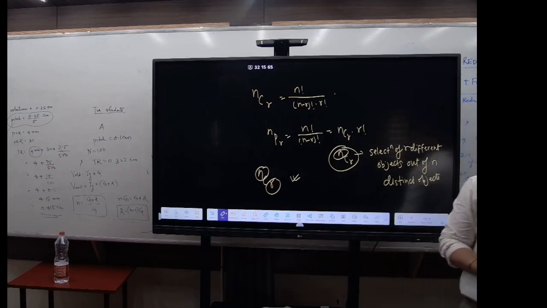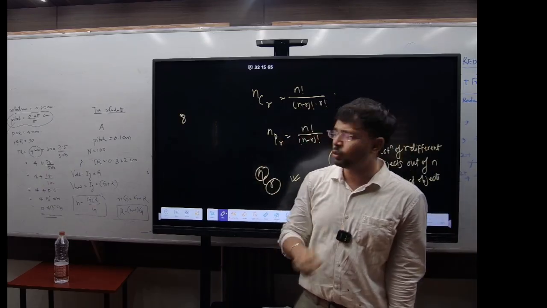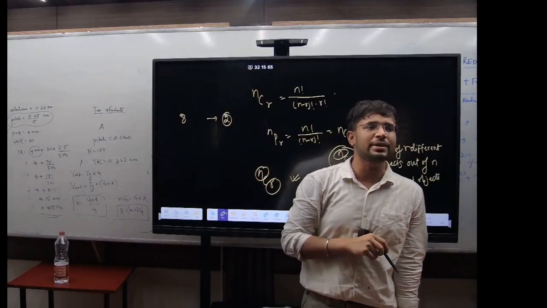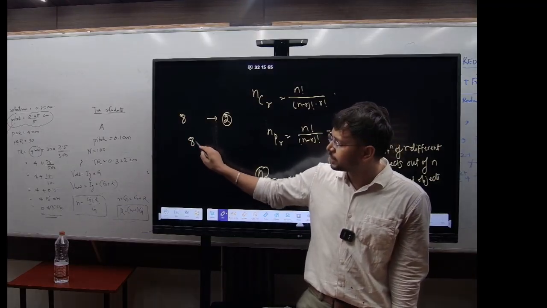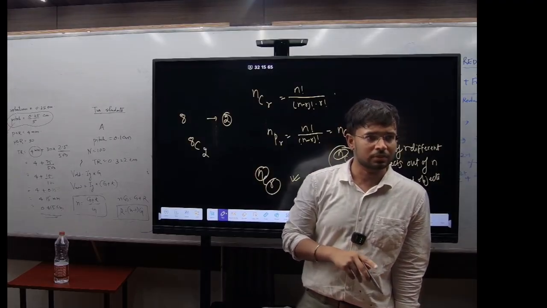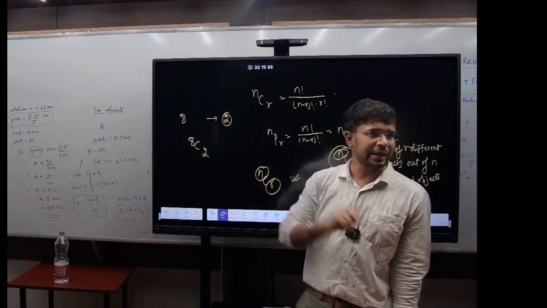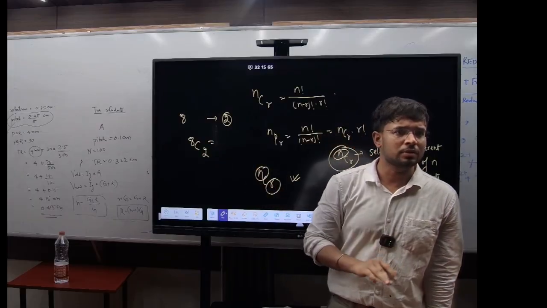Understood? So let's say you are 8 and I need two persons. How many ways can I select 2 out of 8? I have 8 options and I want 2. So 8C2 ways. This is called 8C2, meaning selection of 2 objects out of 8 objects. And that will be done by the formula.